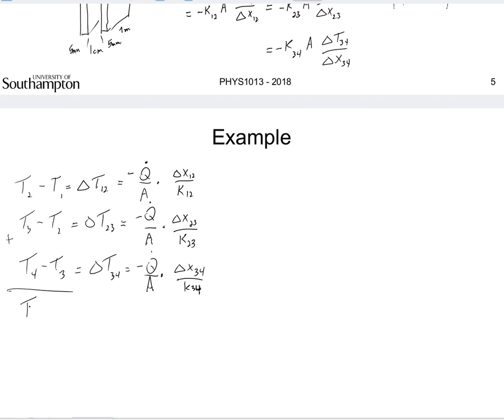And then we get T4 minus T1, and on the other side, we get minus Q dot over A times the sum of these things. Okay, I'm going to call them R12 plus R23 plus R34. Okay, and we're going to define this: thickness over thermal conductivity is called thermal resistance.